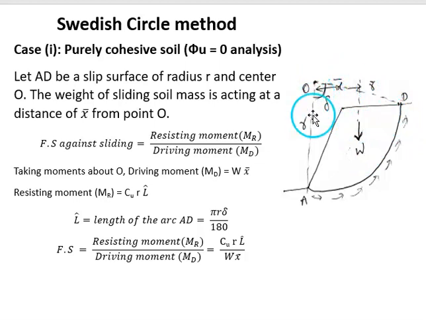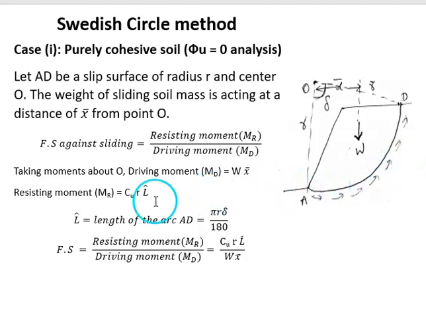So here, which are all the forces resisting sliding and which are all the forces driving the sliding. Here the driving force is W and the resisting force is cohesion. Since it is purely cohesive soil, only cohesion will offer resistance against sliding. So for taking the resisting moment, we have to take the resisting forces. Here cohesion is the only force that is resisting the sliding.